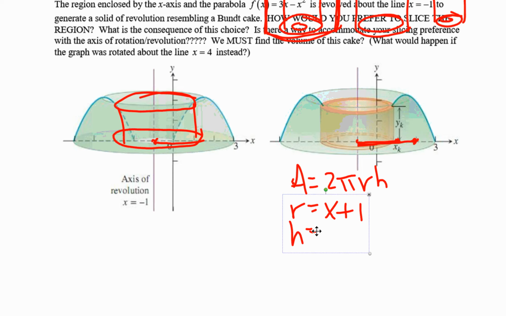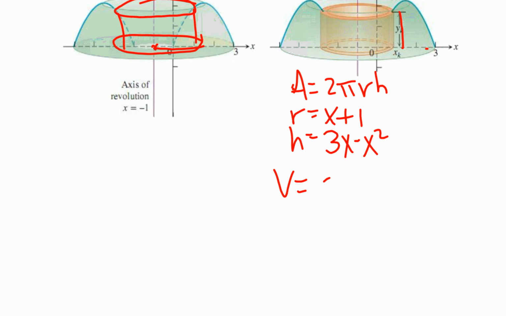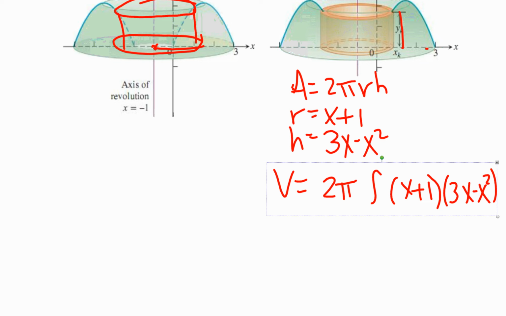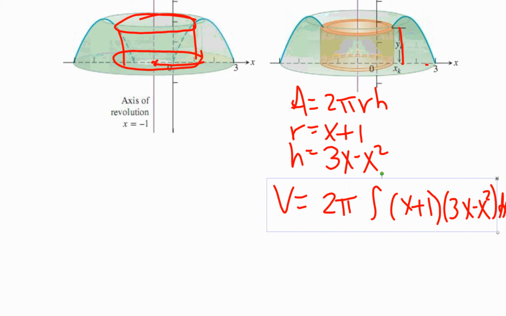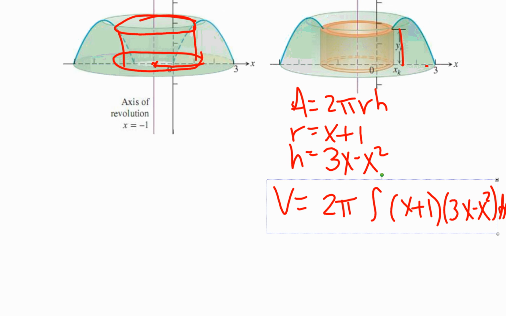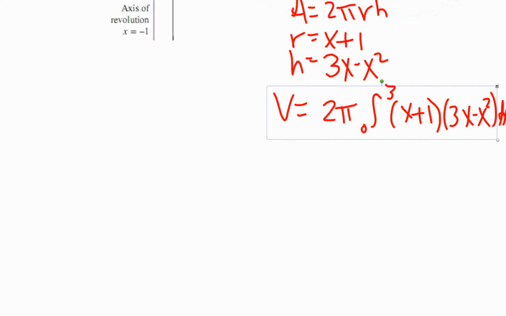Our h value, how do we find our height? Our height is going to be given by the y value. And to get the y value, we have this 3x minus x squared. So the volume is 2 pi times the integral of r times h, and we just need to figure out our bounds. We're going from x equals 0 all the way to x equals 3, and we want all of those cylinder shapes in between there.